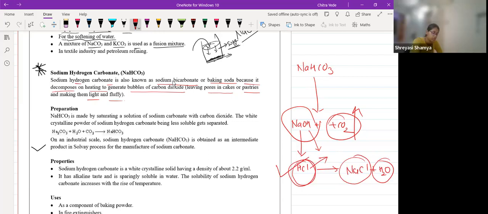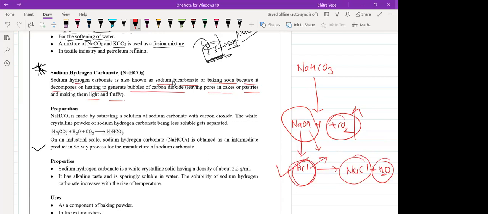Now we have to understand how sodium hydrogen carbonate is prepared. So sodium bicarbonate is made by saturating the solution of sodium carbonate with carbon dioxide. On sodium carbonate, we saturate with carbon dioxide gas, and the white crystalline powder of sodium hydrogen carbonate, which is less soluble, gets separated.